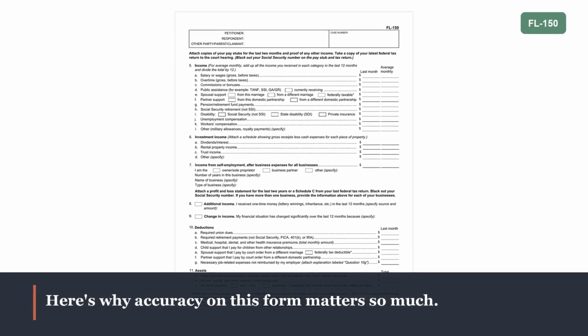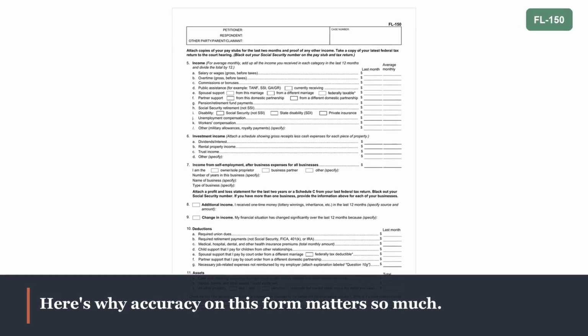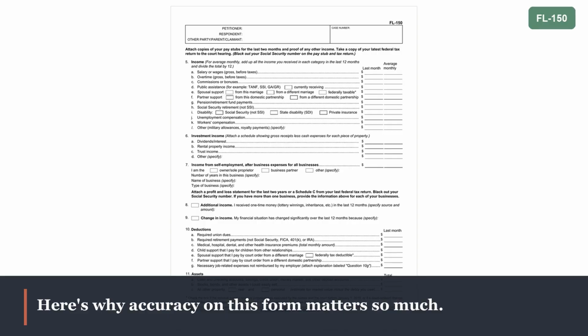Here's why accuracy on this form matters so much. California calculates guideline child support using a formula that relies heavily on each parent's gross income, tax filing status, and certain allowable deductions, and nearly all of those inputs come directly from FL-150. Spousal support looks at a broader set of factors, but the numbers on this form are still central to that analysis too. Outdated or inconsistent figures can lead to a support order that doesn't reflect your actual situation, and fixing it later can mean going back to court.